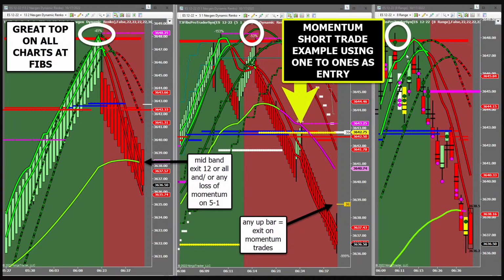If the bars aren't making a super strong push to get way below the small triggers, then you usually don't get that trade to work. All right, can we move on? You guys ready to move on?